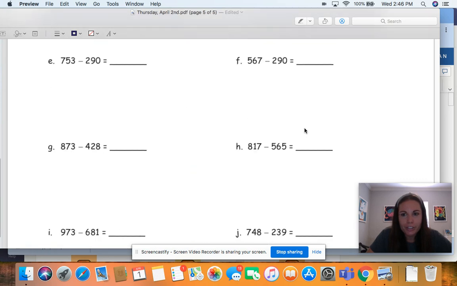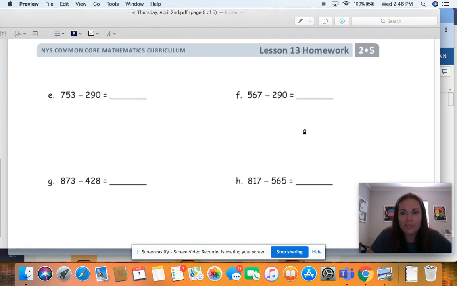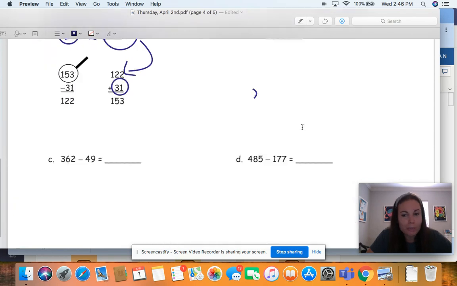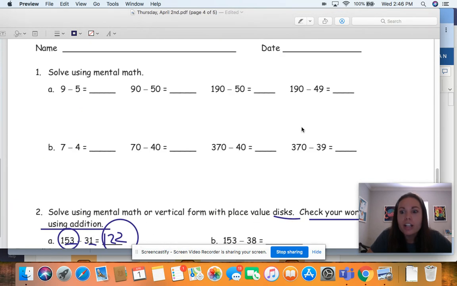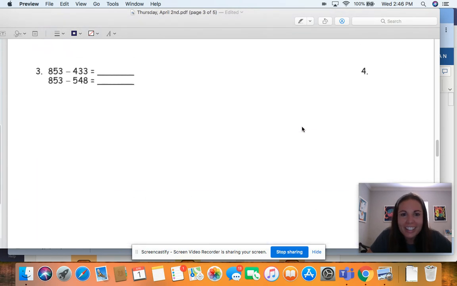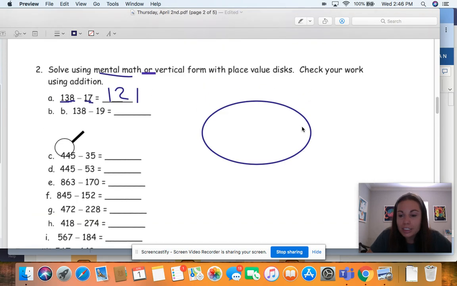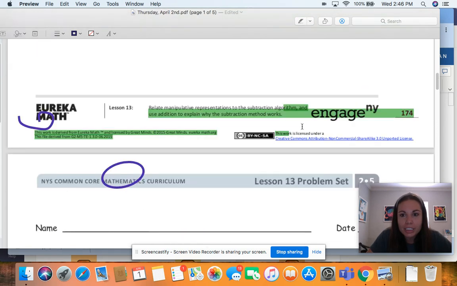Okay. So again, do what you can. It's a lot of subtraction problems. You don't need to do them all. If your parents tell you to do them all, do them all. And if you have any questions, just leave it in the questions tab. Questions for Miss Rodriguez.